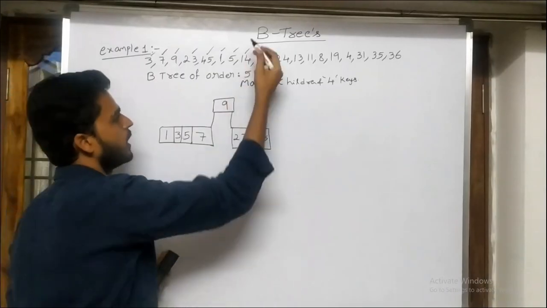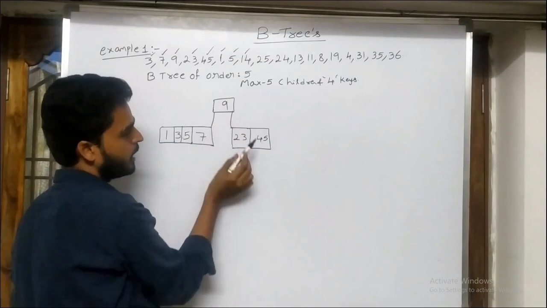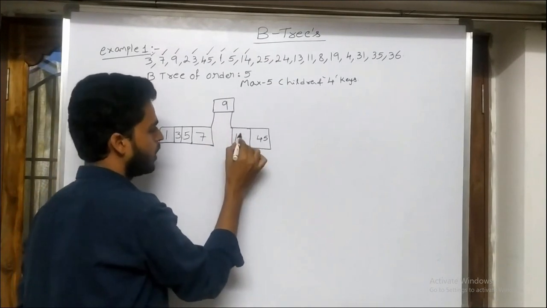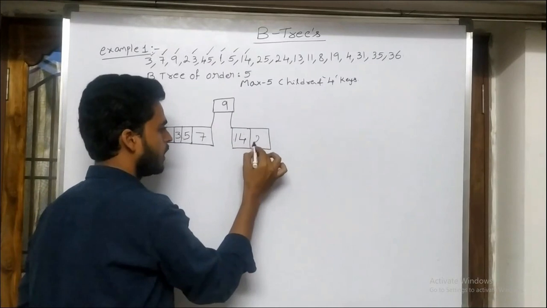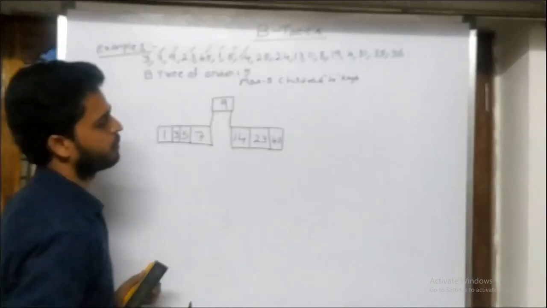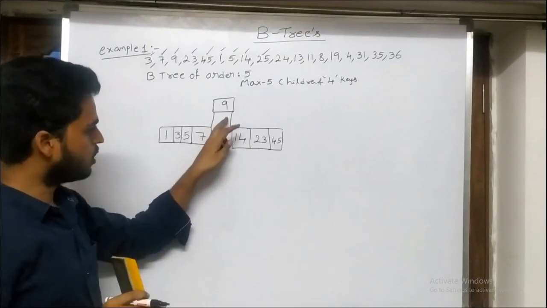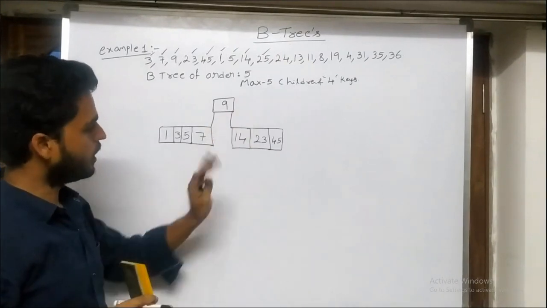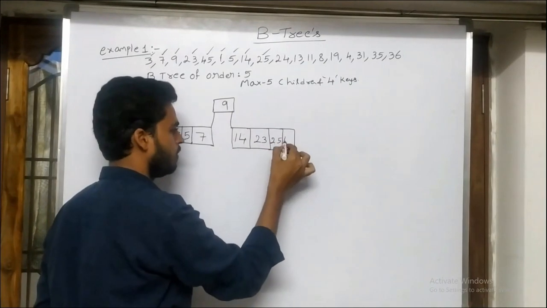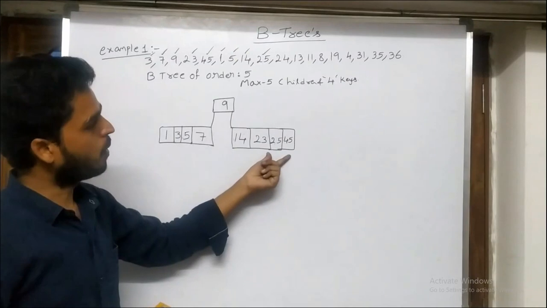Next I got 14. 14 will be inserted at the leaf node. But leaf node can be traversed from 9. Is 14 greater than 9? Yes. I will go for right side. Here I will get 14, 23, and here I will get 45. Next I got 25. 25 will be inserted at the leaf node. So I need to traverse to the leaf node. 25 greater than 9? Yes. So here I will get 25 and here I will get 45. Yes. There is no problem up to here.